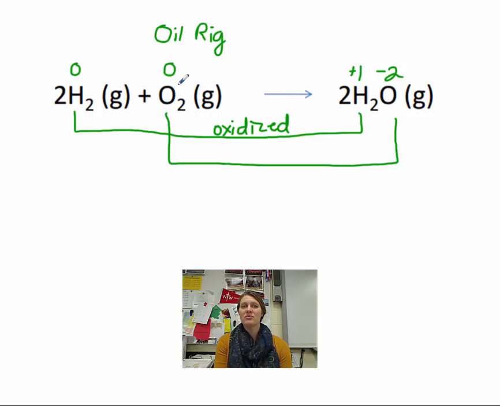And oxygen went from 0 to -2. So that tells me that it gained 2 electrons. So if it gained electrons, that's the rig part of oil rig. So that's going to be reduced. And I can just label those like this.